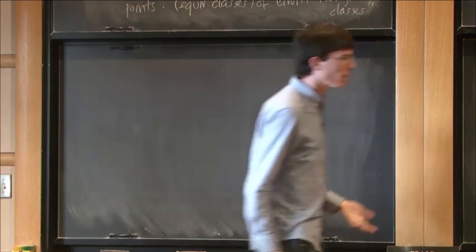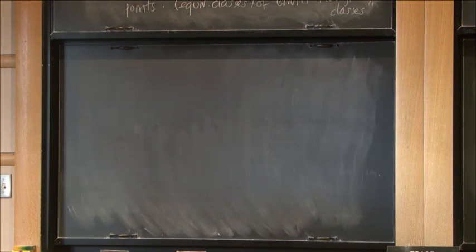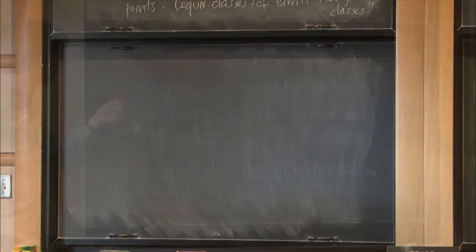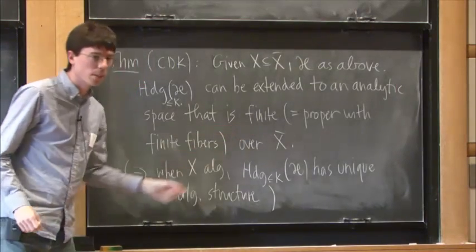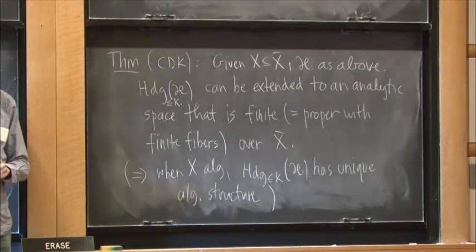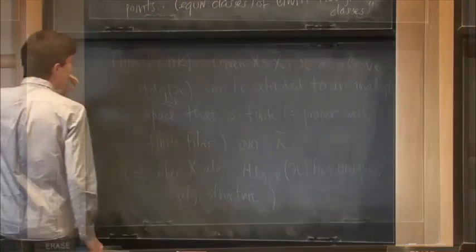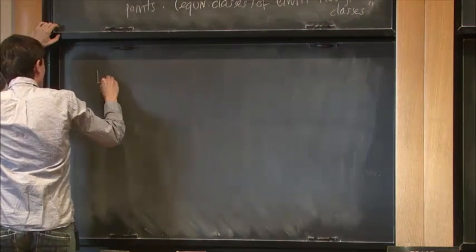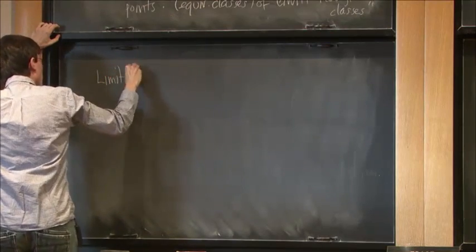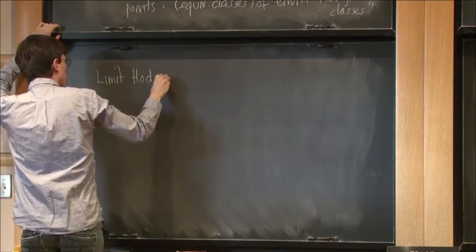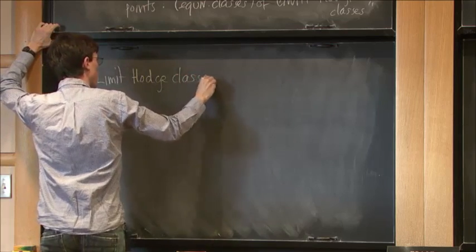So now I'm giving away all the results at the very beginning. Of course, the analog of this theorem will be true. The construction will have the property that the space you build will be something that's finite over X bar. Okay, so now you can go home because you already know everything. All right, so let me talk a bit about limit Hodge classes. This should at least answer that question more precisely.